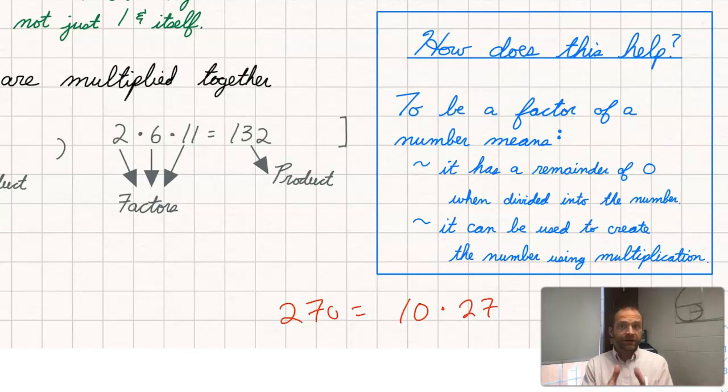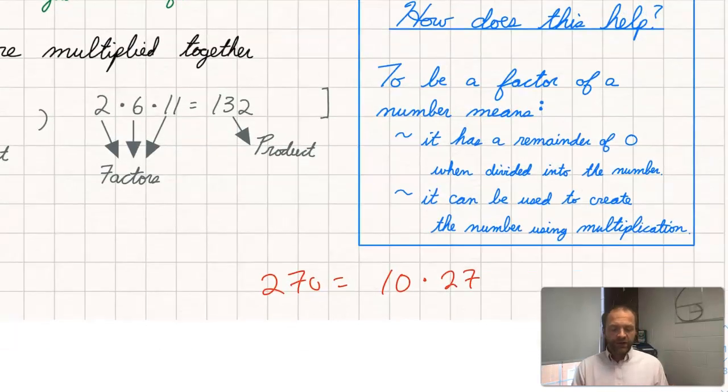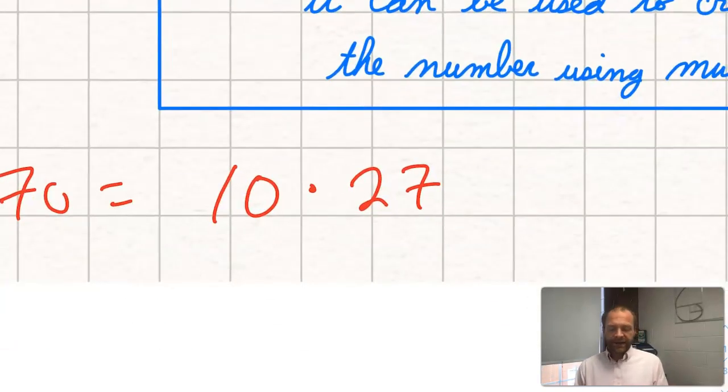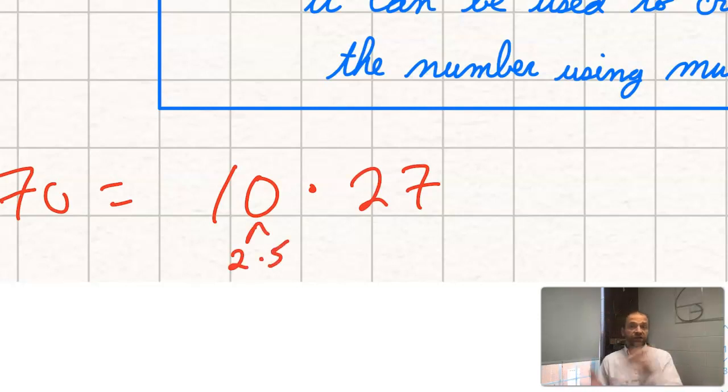This kind of leads into factor trees. If I go a little bit deeper with this, can't 10 be written as a product of 2 and 5? I mean, 2 can be used to create 10. 5 can be used to create 10 through multiplication. So that means 2 is a factor of 10. 5 is a factor of 10.